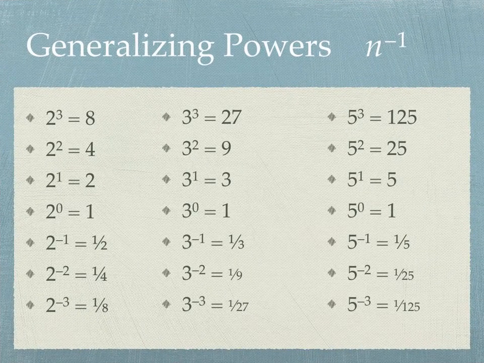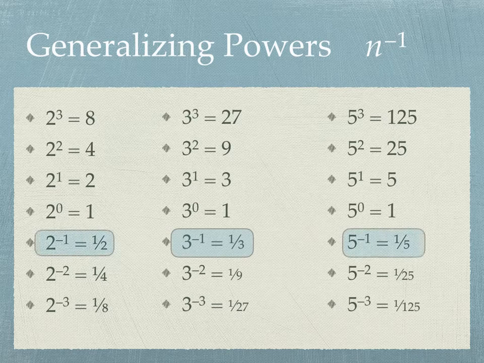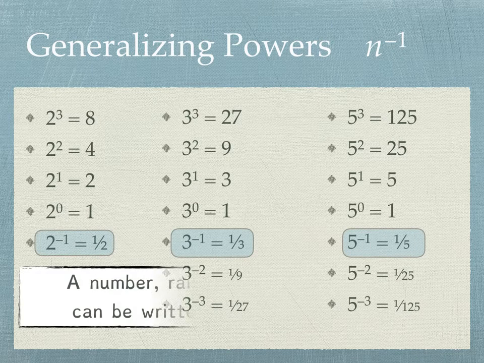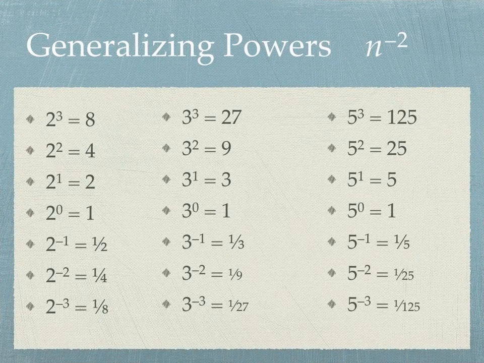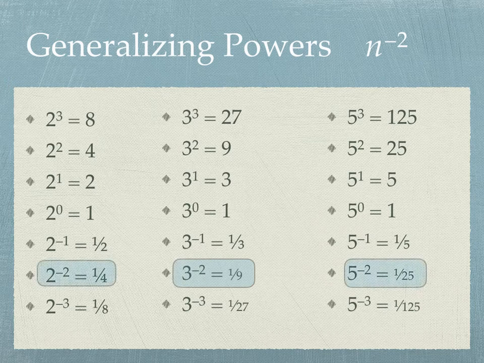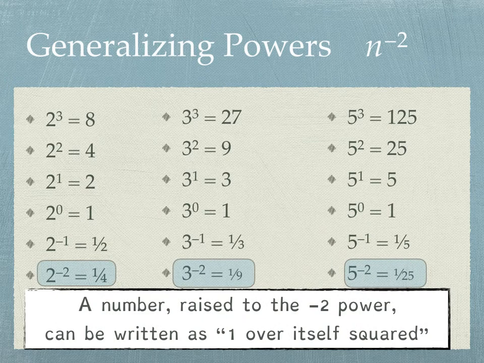Now, numbers raised to the negative 1 power. Any number raised to the negative 1 power can be written as 1 over itself. So n to the negative 2, a number raised to the negative 2 power, can be written as 1 over itself squared.